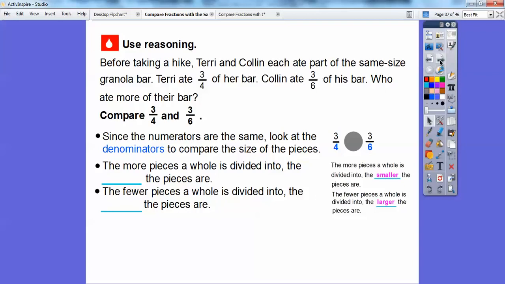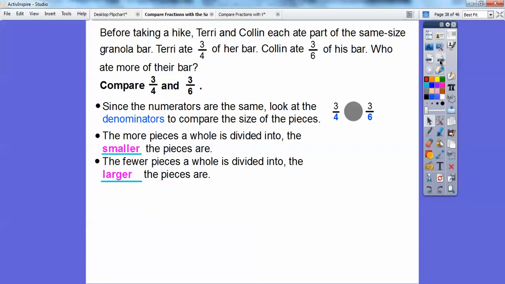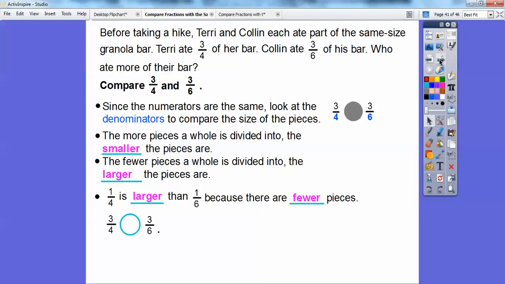Let's go ahead and answer these questions. I just moved it up also. The more pieces a whole is divided into, the smaller the pieces are, and the fewer the pieces the whole is divided into, the larger the pieces are. These both have the same numerator, so we just look at the denominators, and the one that has the bigger denominator makes it smaller, you guys. So 1/4 is larger than 1/6 because there are fewer pieces. So we're going to say 3/4 is larger than 3/6.